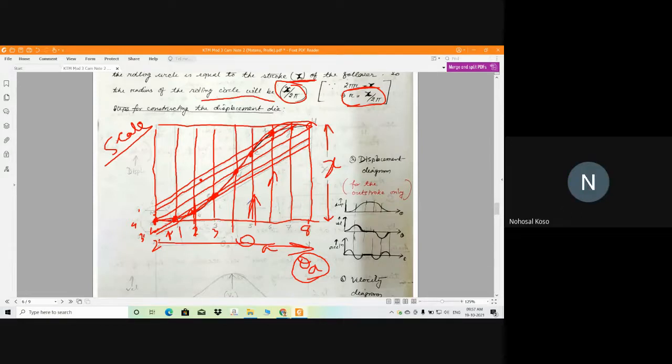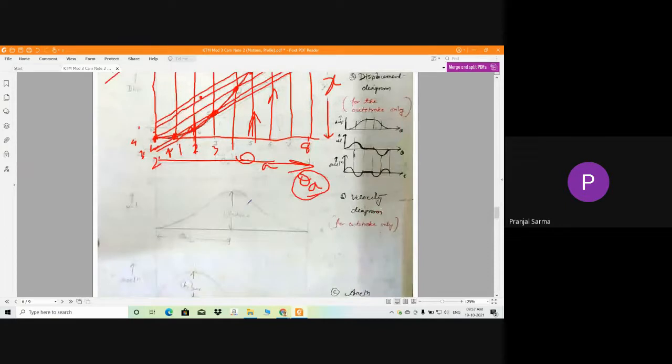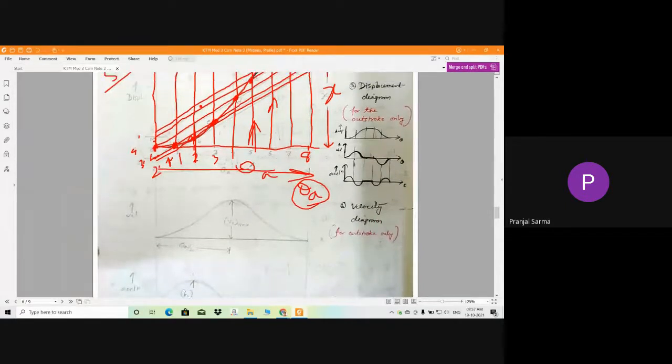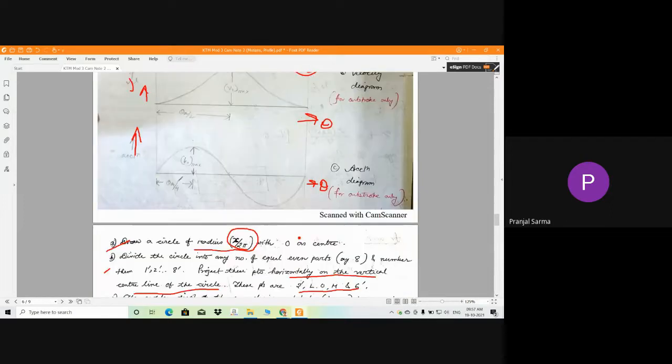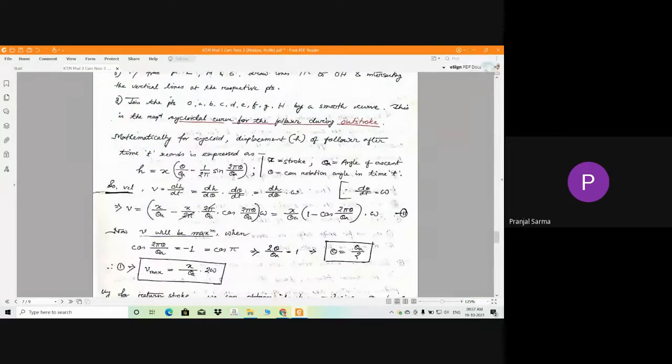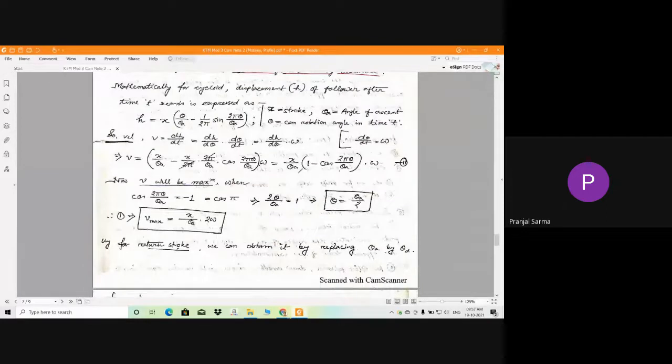Yes, sir. Similarly, for the velocity diagram and the acceleration diagram, you can take theta on the x-axis, and velocity and acceleration respectively along the y-axis. We should look at what the profile is, how it becomes. Now mathematically, if we see, the maximum velocity we get is half of the slope, theta equal to theta by 2.